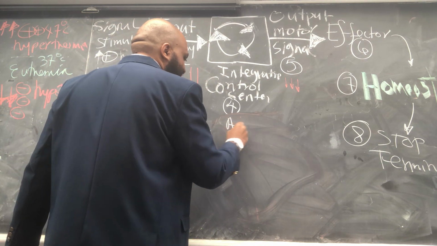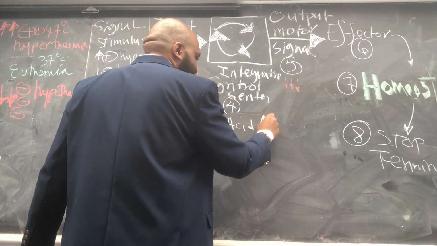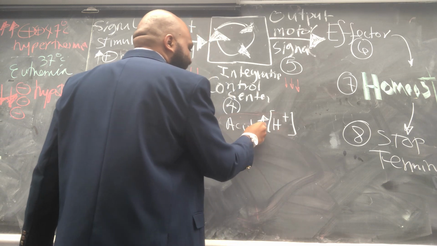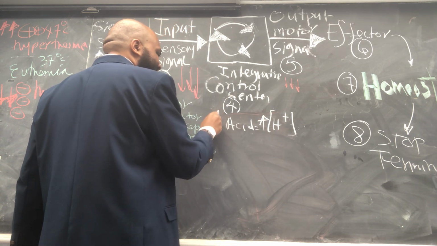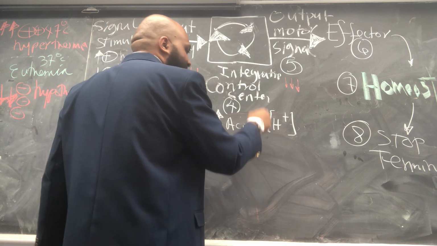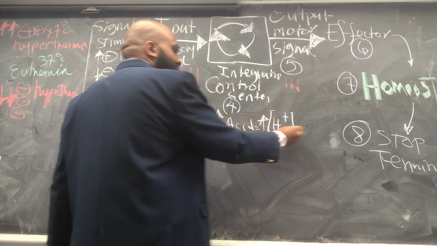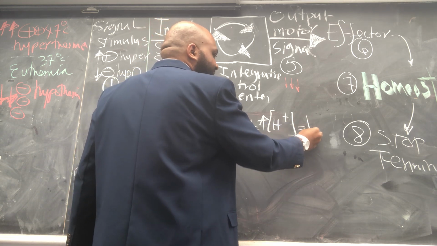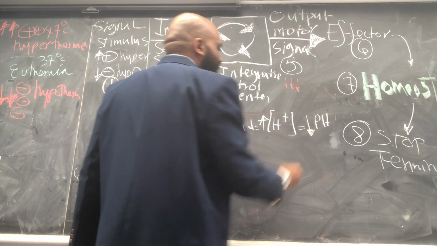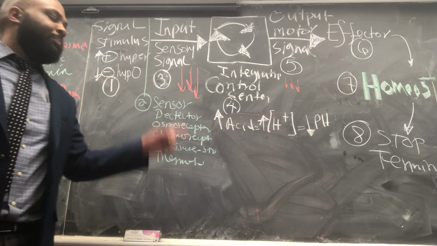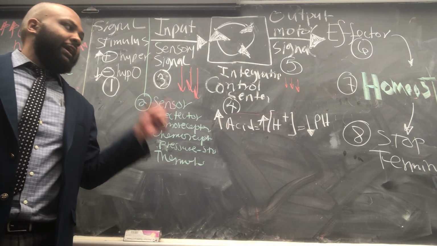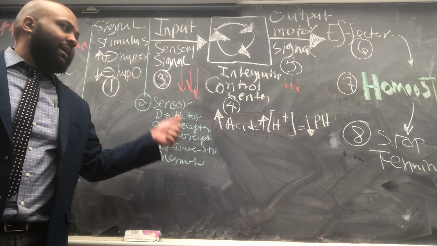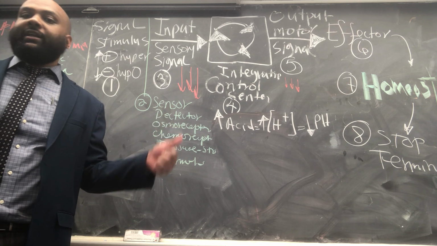So an acid increases hydrogen proton concentration. So a high acid equals high hydrogen proton concentration equals low pH. That's the one that you really need to know. Okay? What's the relationship between pH, acid, and hydrogen proton? If the pH is low, then the acid is high and the hydrogen proton is high.